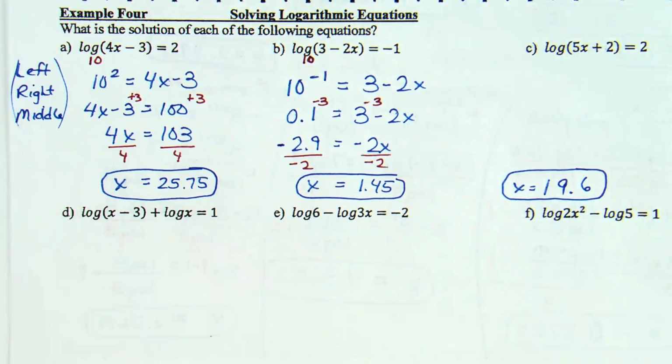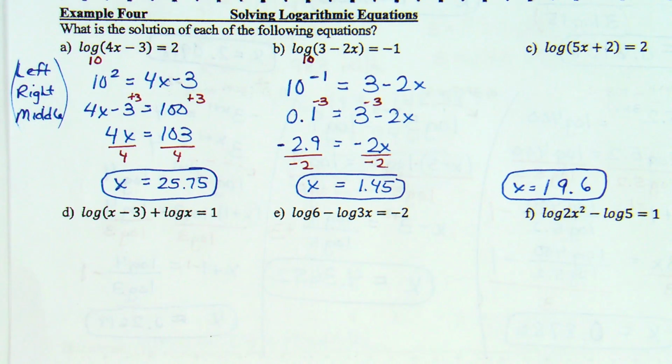What's different about this bottom row? It has 2 logs. I can't use left, right, middle when there's 2 logs. It's not an option. Left, right, middle works when we have 1 log equal to something else, equal to a number. Thoughts on what I can do since I have 2 logs? I couldn't hear what you guys said. Combine them. How do we combine them? I agree.